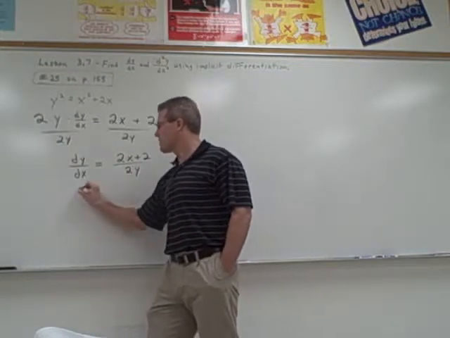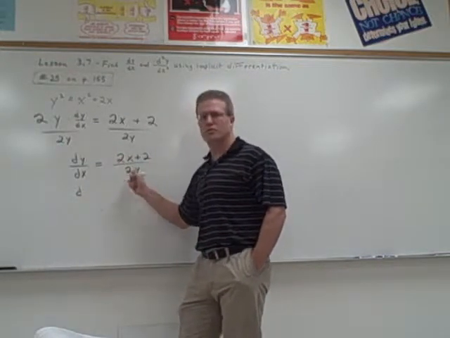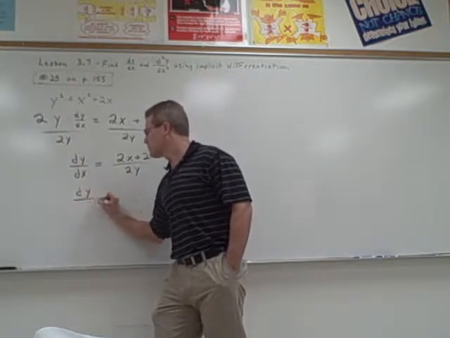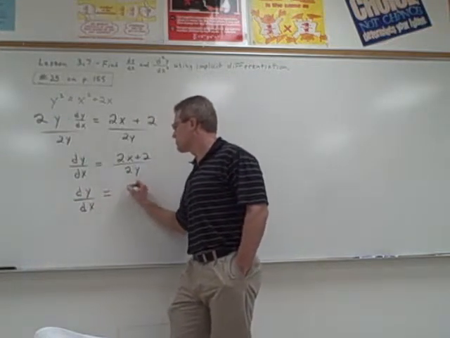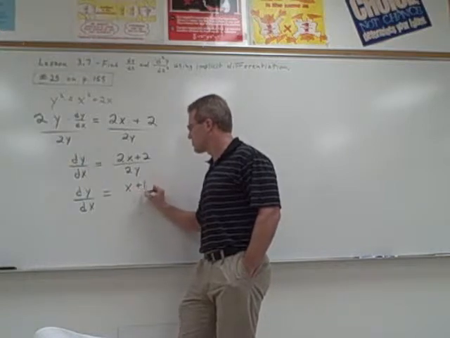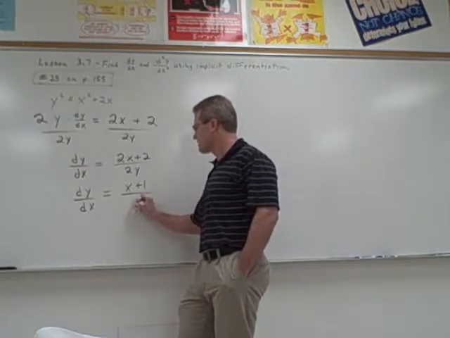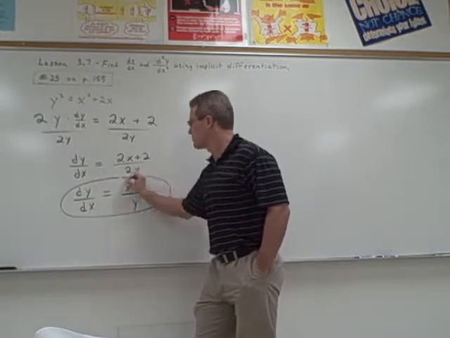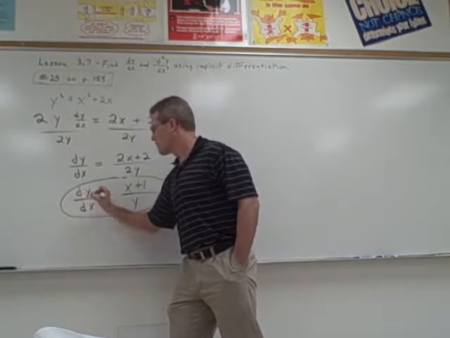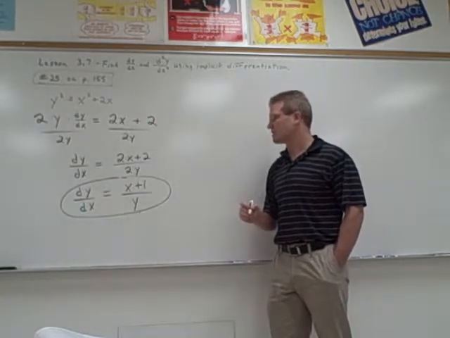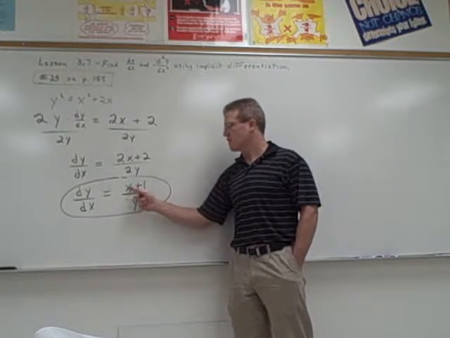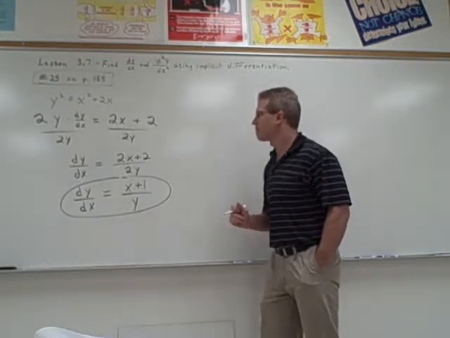Or we could simplify that by dividing each term up here by 2, which would give us dy over dx equals x plus 1 divided by y. There's our first derivative. That would give us the slope of the tangent line, or the slope of the curve at any xy coordinate.